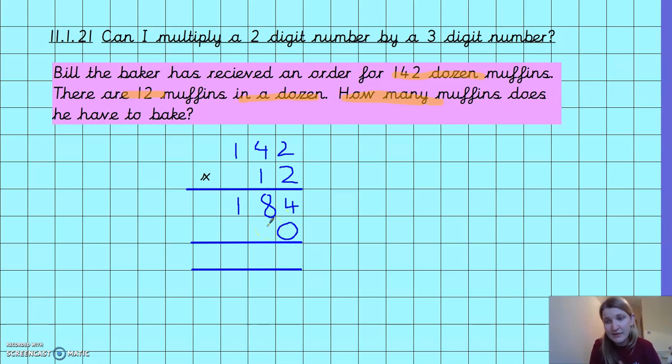And again, to be fair, I know my 10 times tables. You just add a 0 to the end of the number to make it 10 times bigger. So I know it's going to be 1,420. Yeah. And then finally, add it together. 4 add 0 is 4. 8 add 2 is 10. Carry the 1. 4 add 1 is 5, plus the 1 is 6. And then we got the 1 at the end. So the answer should be 1,604.